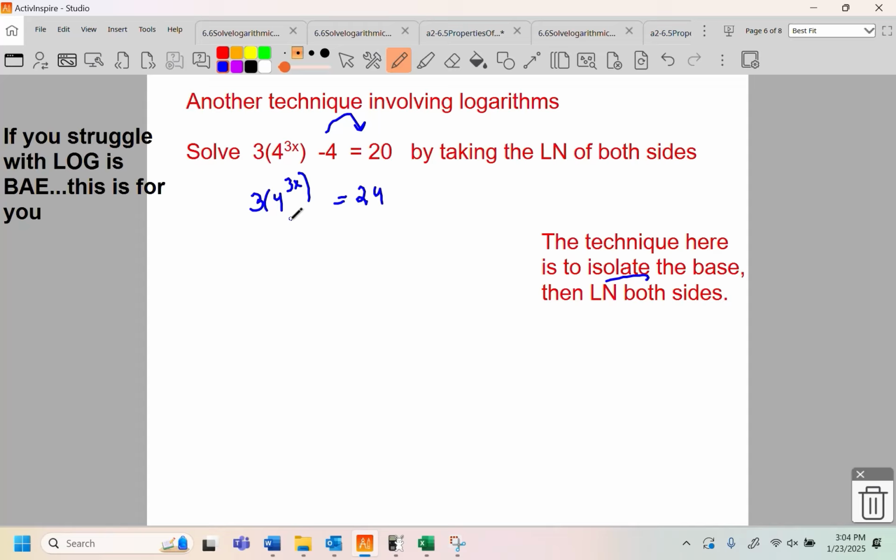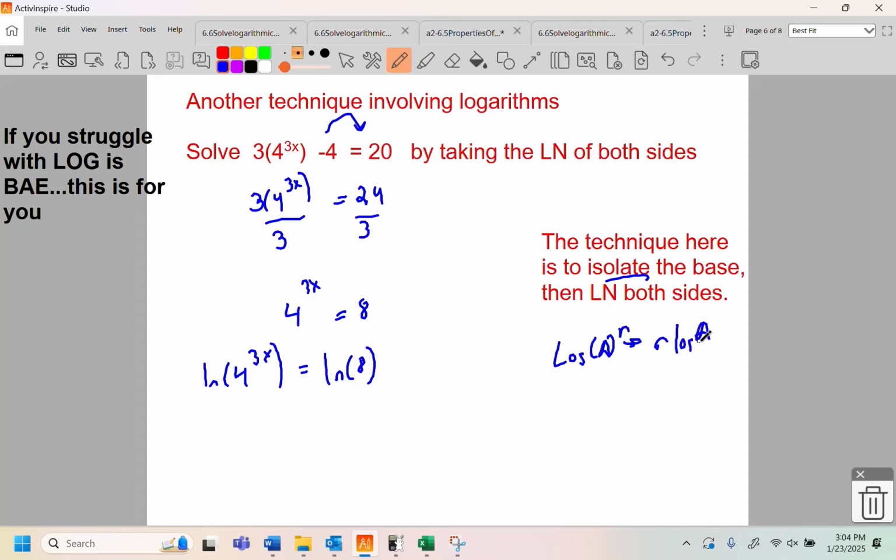So I added 4 to 20, got 24. Now I'm going to divide the 3 out, and I'm going to get an 8. And that's where I'm at. So now I'm going to hit it with this technique of ln'ing both sides. I'm going to ln the left, and I'm going to ln the right. Now, using this property still requires you to understand that a logarithm of argument a with an exponent of r is r log a. You still have to know that. You're going to take that 3x and you're going to put it out front. 3x, natural logs of 4, is the natural log of 8.